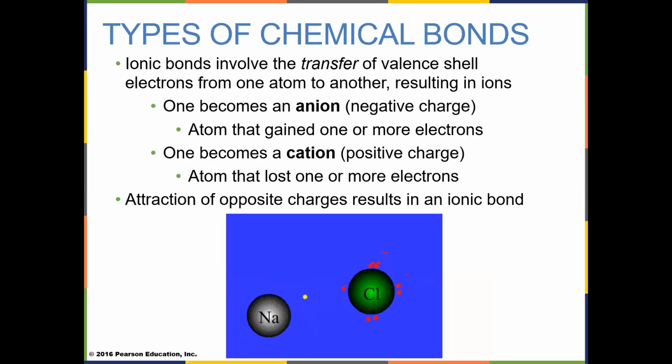Couple terms here. If you are an anion, you are a negatively charged ion. An anion is an atom that has now accepted an extra electron. It is more negative than it was before. Before it accepted the electron, it was neutral. Now it's negative. A cation is an atom that has given up an electron and is now a positively charged ion.